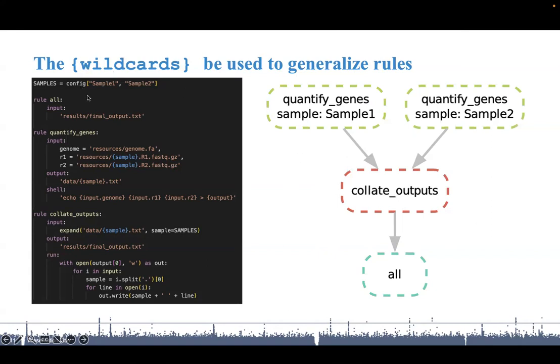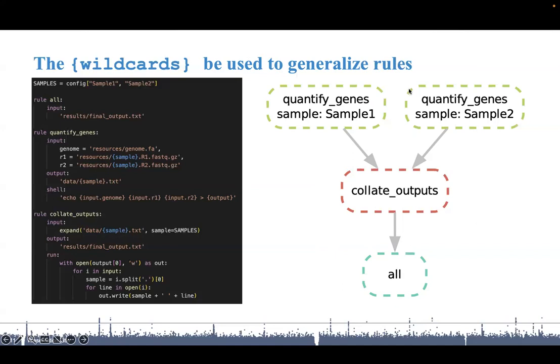So Caroline, in the rule collate outputs, we're saying the sample wildcard reflects samples which we've defined at the top here with the config. It can run into issues.